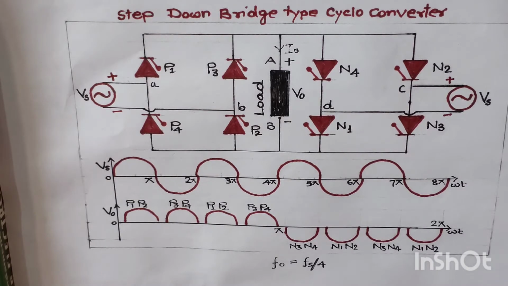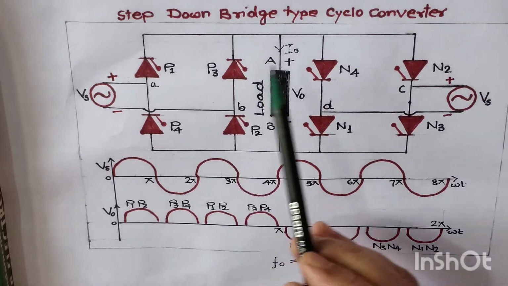So the cycloconverter is classified into two types, step up and step down. We are going to discuss the step down cycloconverter here. So what is a step down cycloconverter? A cycloconverter whose output frequency is less than the input frequency is called a step down cycloconverter. So let us see the circuit diagram of this step down cycloconverter.